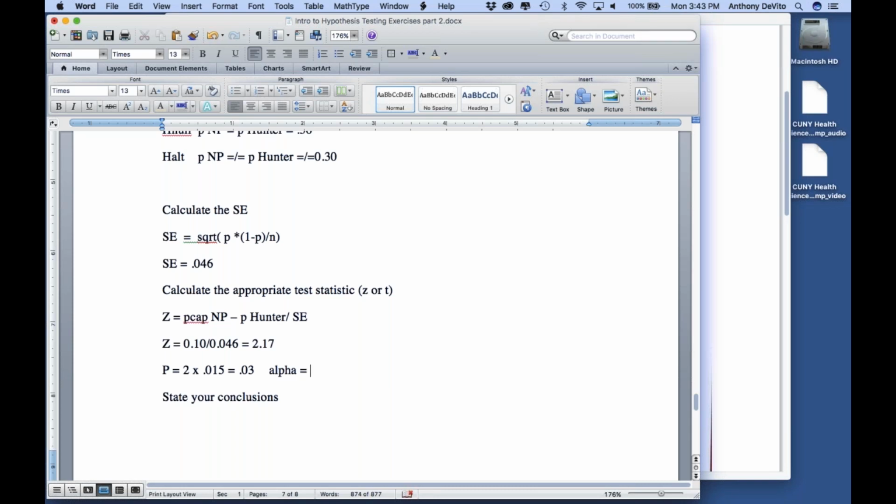Is equal to 0.05. Is 0.03 less than 0.05? Yes, it is. So what do we do with our null hypothesis? We reject. Yeah, because it's less than 5. There's only a 3% chance of being wrong that these could be that different and be from the same population, right? So we reject our null hypothesis, and we accept our alternative.